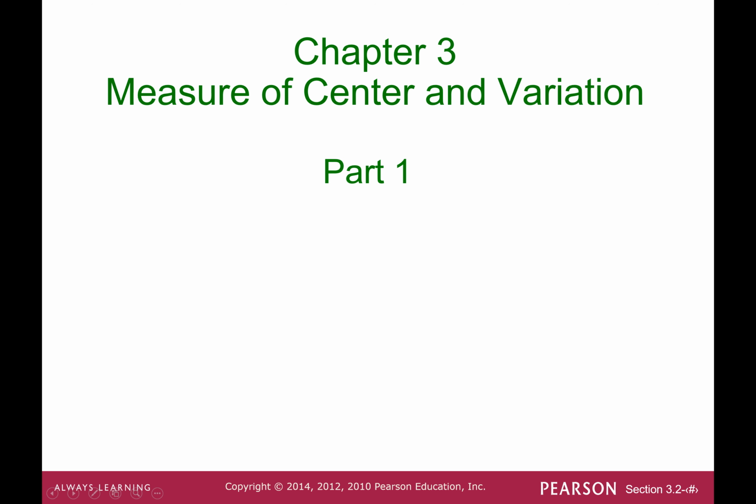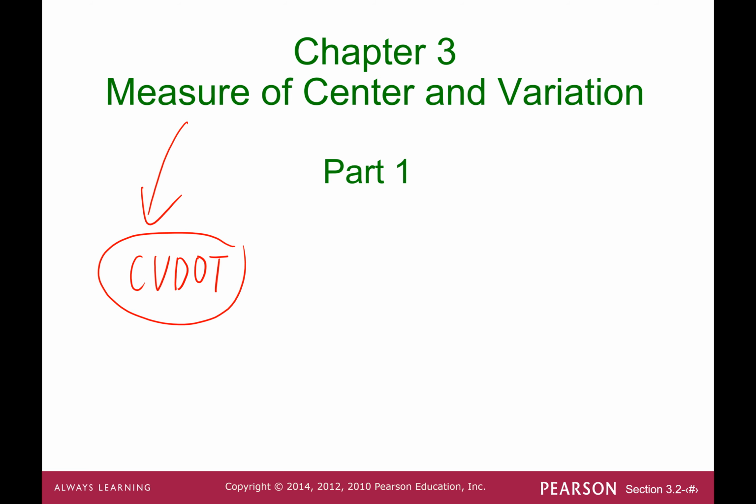Starting on chapter 3, we're going to talk about measures of the center and variation. Basically, we're going to focus on center, variation, distribution, outliers, and time. So CVDOT: those 5 most important characteristics of any data set.